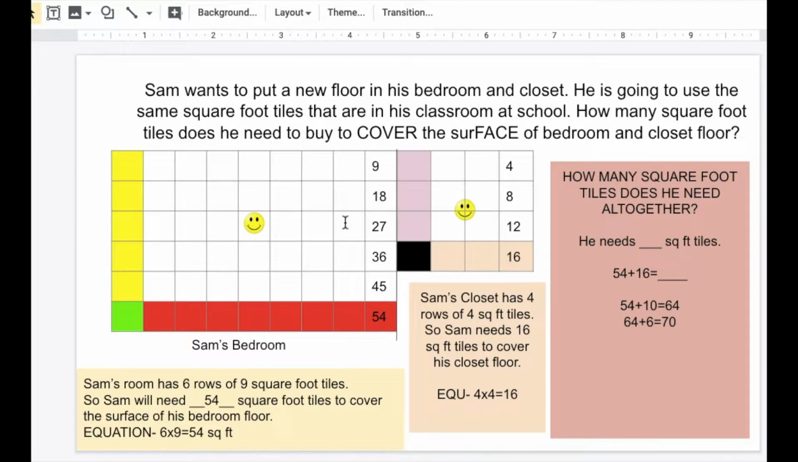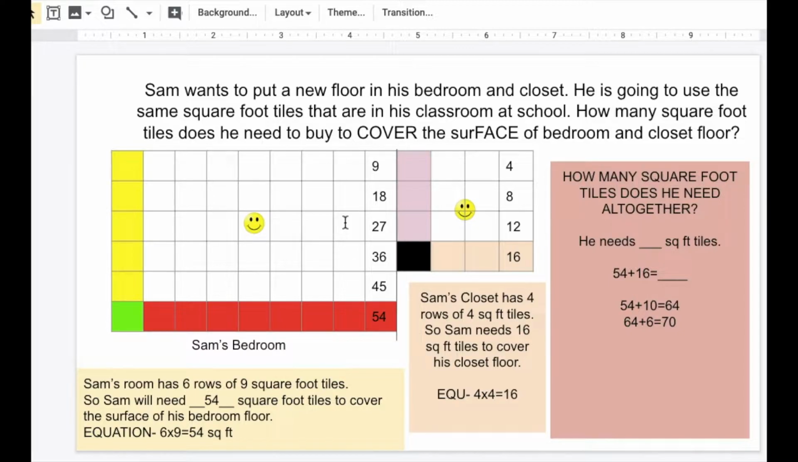So this is the study guide that is coming home this afternoon. The test is going to be just like it. I'm just going to change the numbers and the sizes of the rooms, the dimensions of the surfaces. So for this example, Sam wants to put a new floor in his bedroom and closet. He is going to use the same square foot tiles that are in his classroom at school.